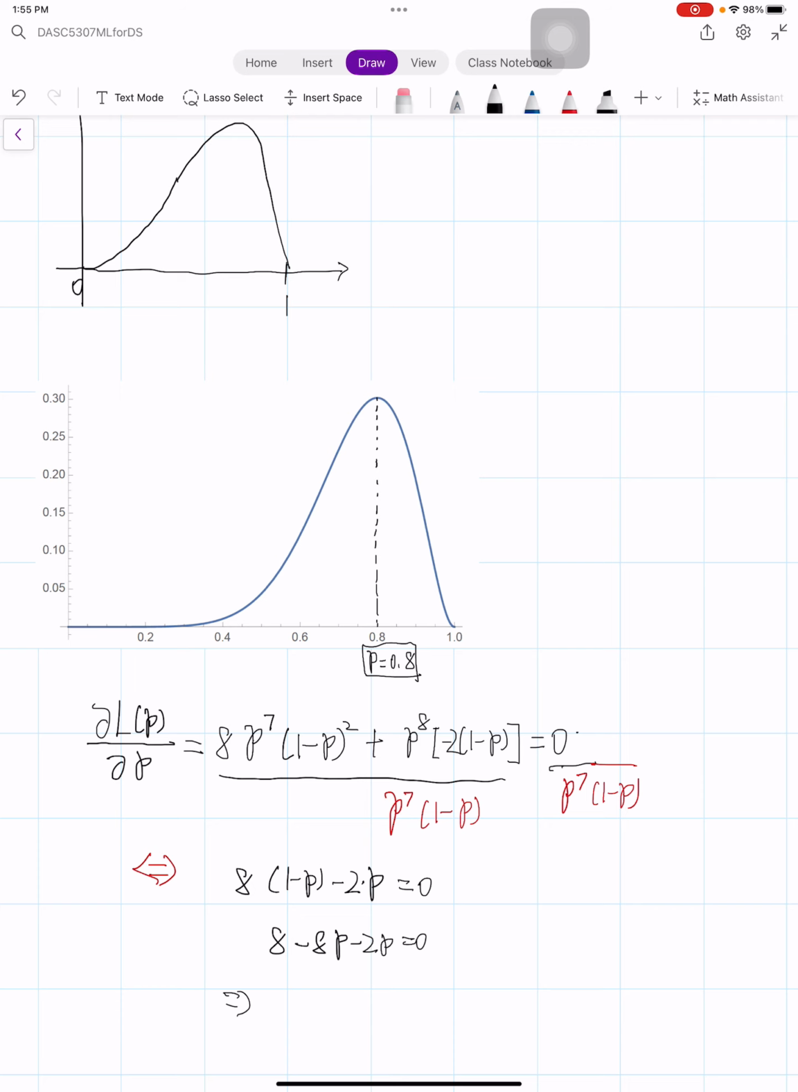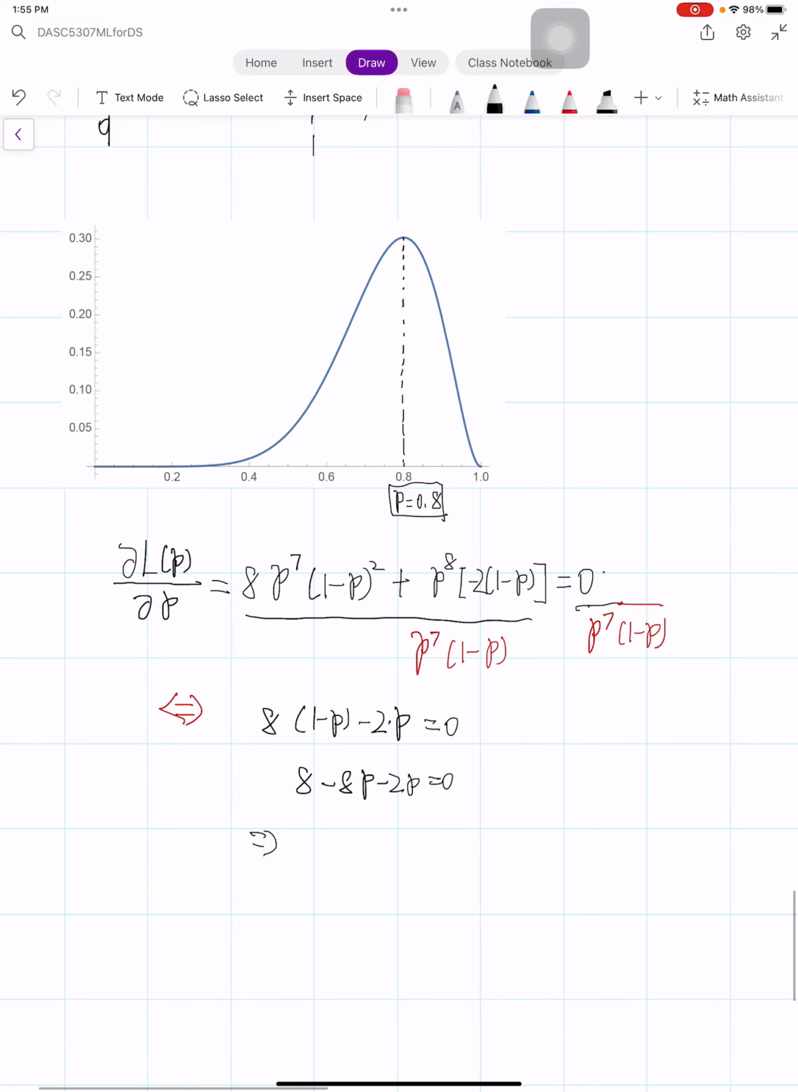We can add 10p to both sides, so we get 10p equals 8. Therefore we get p equals 8 over 10. So this is the MLE, the maximum likelihood estimator for p.